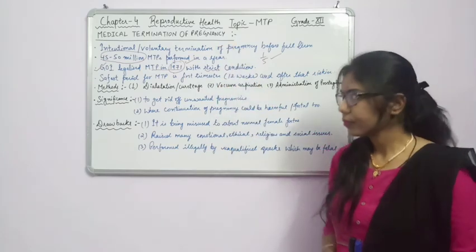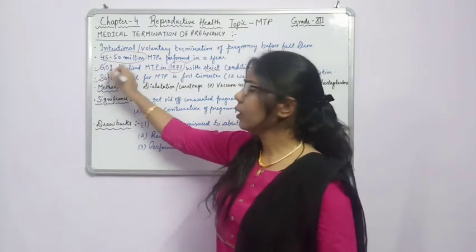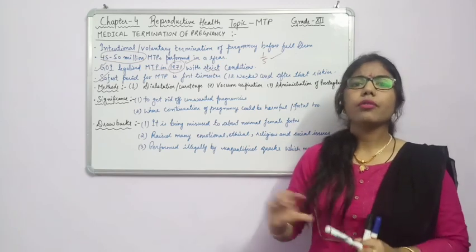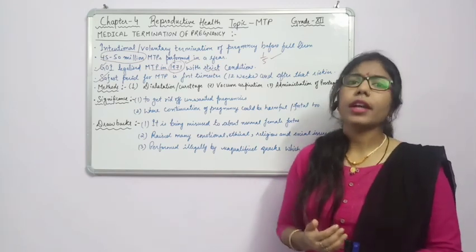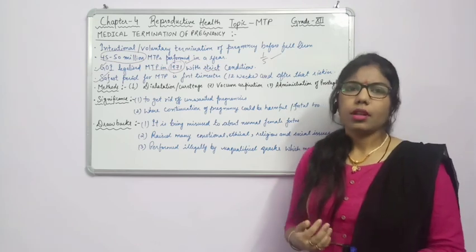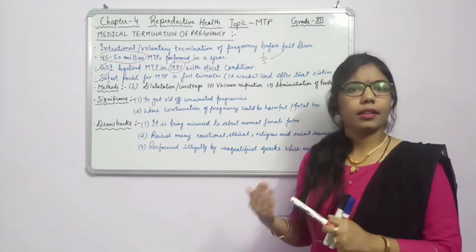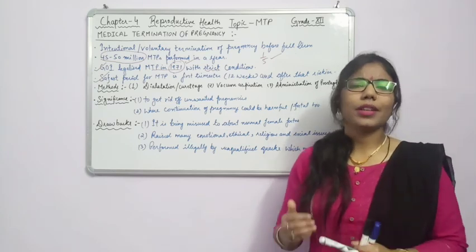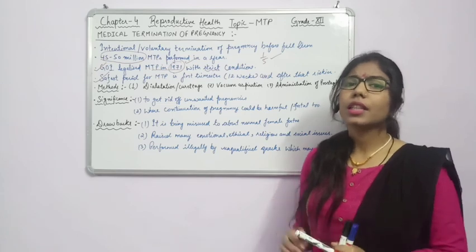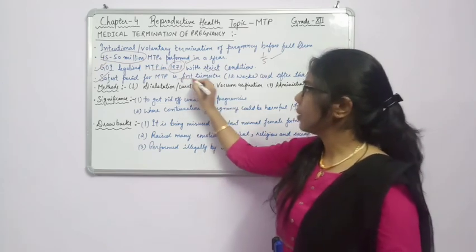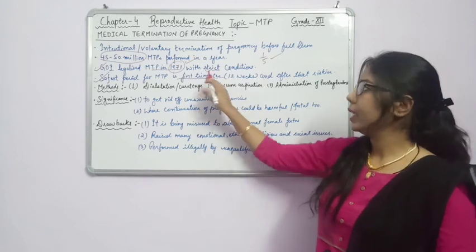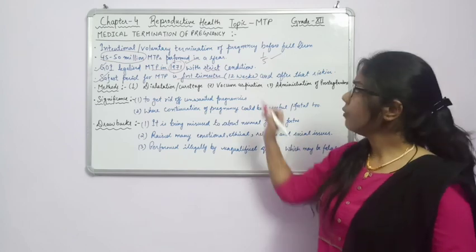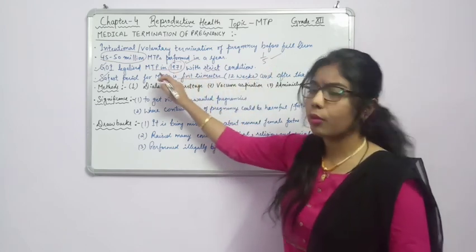Fine. Another one is, when we are talking about the MTP, what should be the safest period? We know that the gestation period is of 9 months. So we have divided this 9 months into 3 trimesters. First trimester of 3 months, second trimester of 3 months, and third trimester of 3 months. So which period is the safest, and after which it is riskier? So we can say the first trimester. It means the first 3 months, and in each month we are considering 4 weeks. So total 12 weeks. So 12 weeks is the safest period for the MTP.